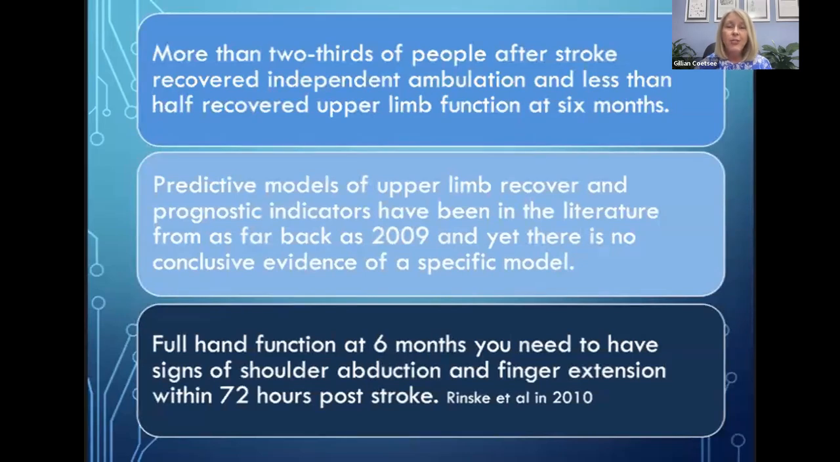But even as far back as 2009 to date, there is no predictive model or conclusive evidence about prognostic indicators. There has been some research around the fact that if we're looking at regaining full hand function by 6 months, we need to have signs of shoulder abduction and finger extension within 72 hours after a stroke. So really not a huge amount of time at all.